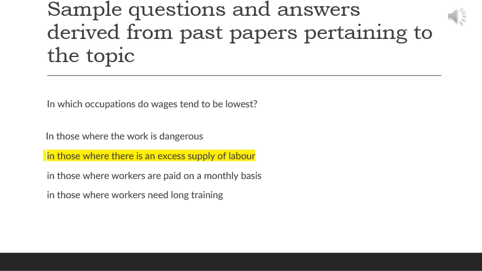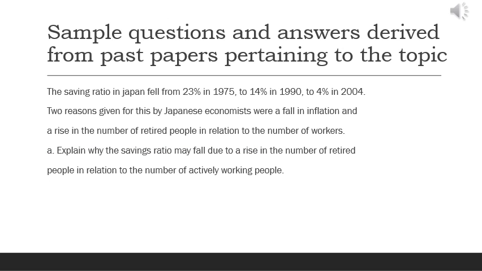Next, the saving ratio in Japan fell from 23% in 1975 to 14% in 1990 to 4% in 2004. Two reasons given for this in the Japanese economy were a fall in inflation and a rise in the number of retired people in relation to the number of workers. Now, explain why the savings ratio may fall due to the rise in the number of retired people in relation to the number of actively working people.